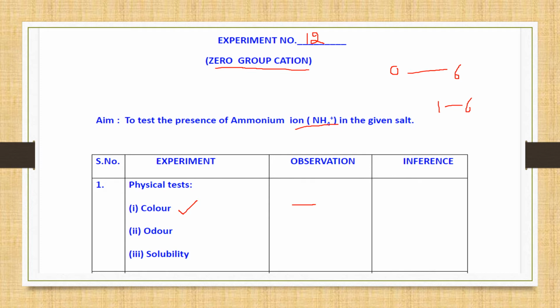And after the color, you will just smell the salt from a distance, not from very close. And if it is smelling of rotten eggs, then it might be sulfide S2 minus. We have already done it in the anionic part. If the salt is giving you the smell of ammonia gas, then you will write that it is possible that NH4 plus may be present. And if it is giving you the smell of vinegar, then you will write that it might have CH3COO minus, that is acetate ion may be present.